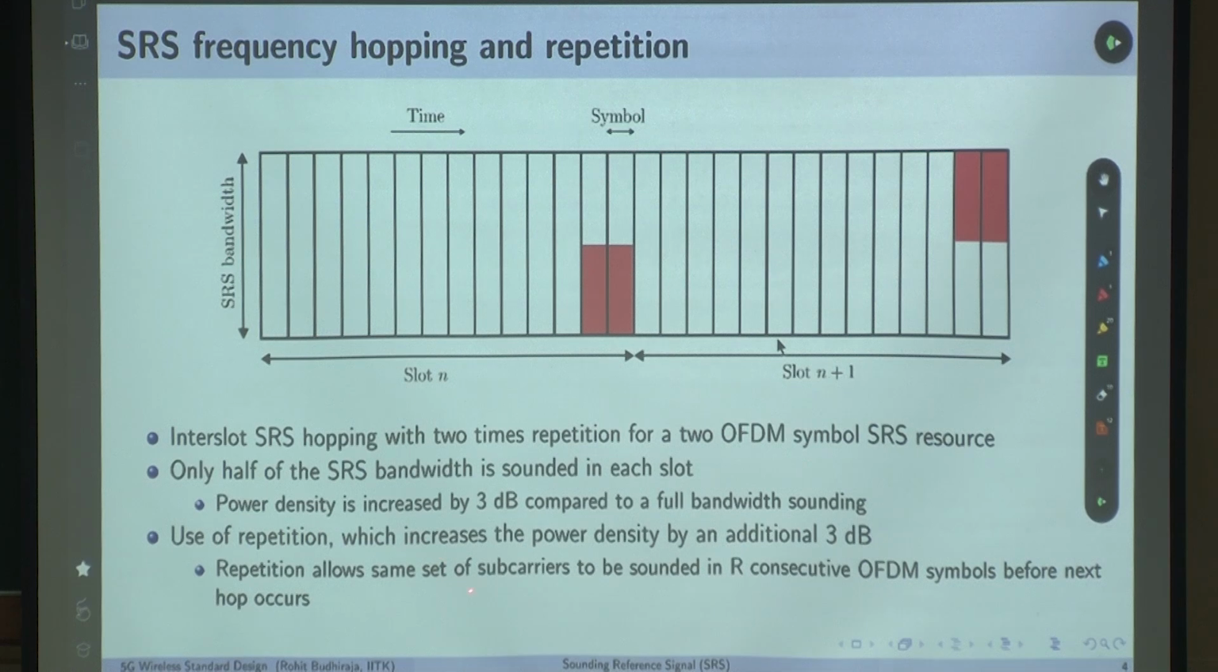Repetition allows the same set of subcarriers to be sounded in R consecutive OFDM symbols before the next hop occurs. This is the technical definition of repetition in the standard. What are we saying here?